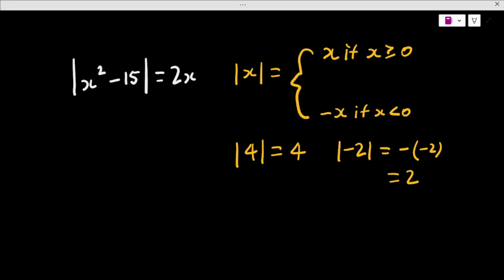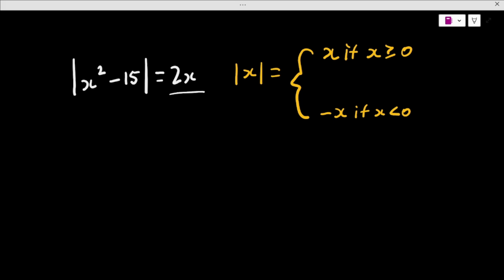to 2. If you notice, the output or the result that we get from a modulus function is always going to be greater or equal to 0. This is important information because in this case, we have an output of 2x, which means that 2x must be greater or equal to 0. So x must be greater or equal to 0 later on when we solve the equation.